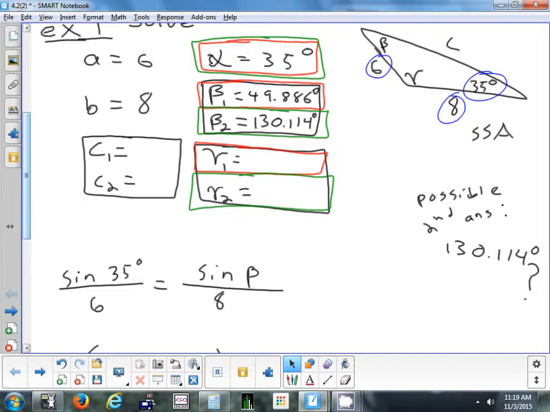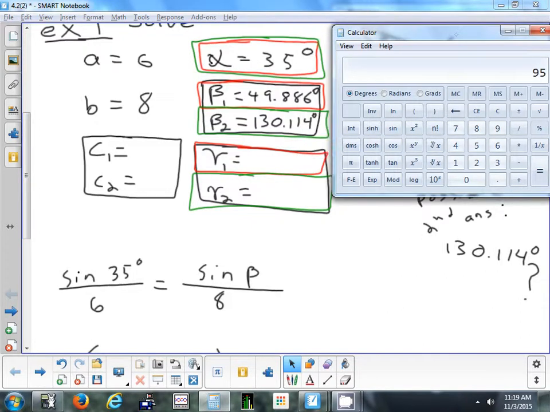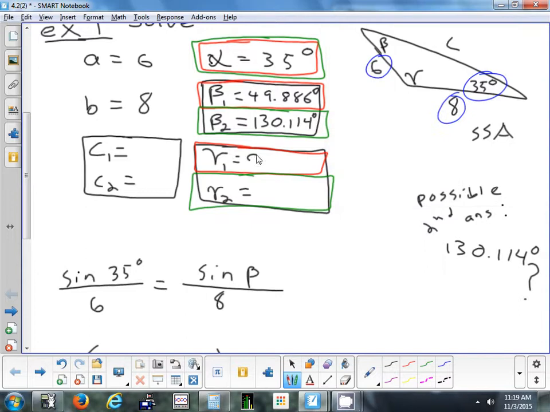All right, so let's find gamma 1. Take alpha and beta 1, add them up. So I'm adding up the first two red boxes. 35 plus 49.886. And what do I subtract that from? Subtract it from 180. That's gamma 1. 95.114. Now, if I wanted, I could jump to finding C1, but what I like to do is finish up all my angles first. Then I'll find my sides.